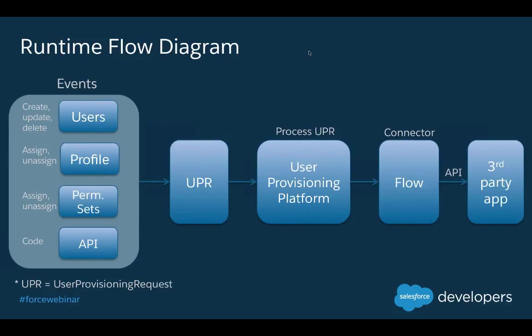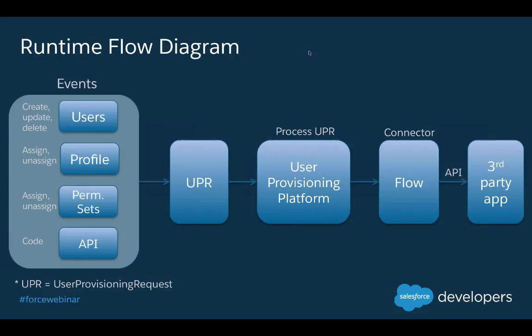Now, the way runtime works is you have a bunch of events that create the user provisioning request. The events could be create, update, delete of users. It could be assigning or unassignment of a user to a profile or a permission set, or because user provisioning request is API enabled, you can directly create a new UPR record from your code. So you just, in the Apex code, say new UPR record, fill out the fields, insert it, and then that'll kick the process off?